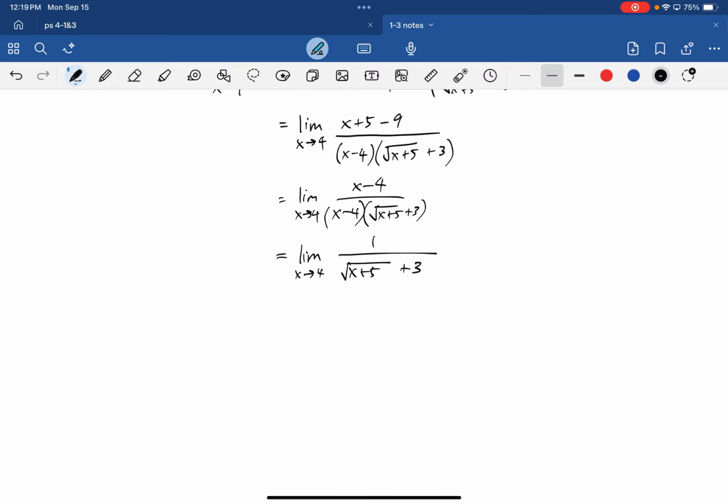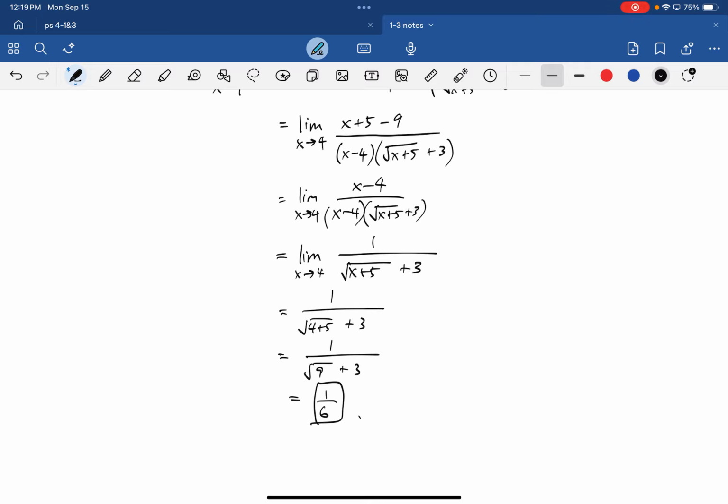And then now, since when we plug in 4, we don't get zeros anymore, we can just plug in 4. So this is 1 over the square root of 4 plus 5 plus 3, which is 1 over the square root of 9 plus 3, which is 1 over 6. Okay? Hopefully that makes sense.